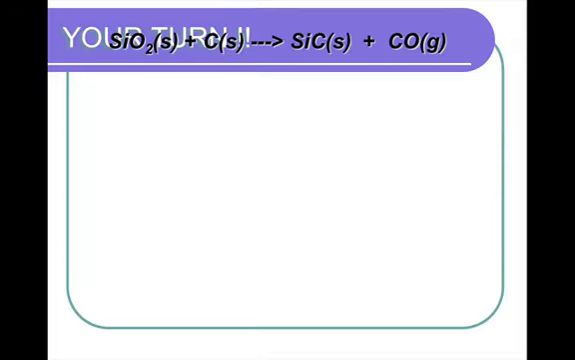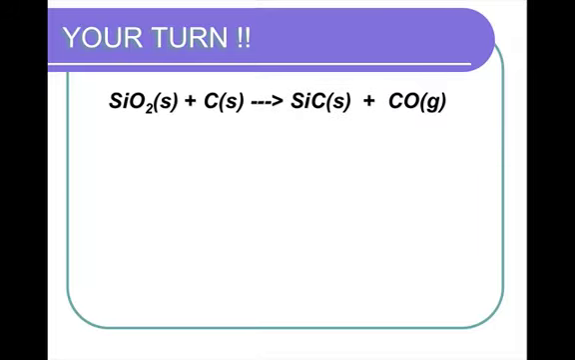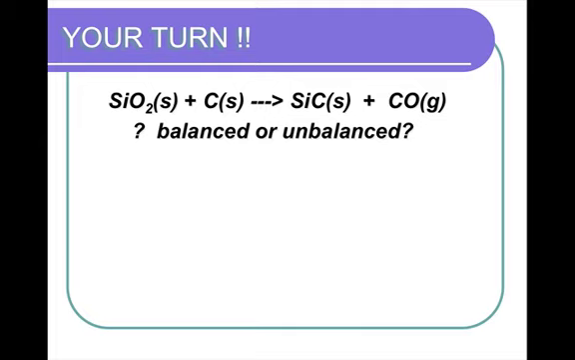Here's a chance for you to practice. Let's look at this equation. This is silicon dioxide reacting with carbon to produce silicon carbide and carbon monoxide. Is it balanced or is it unbalanced? Well, let's count and see. You have one silicon on the left side. How many silicons on the right do we have? One. We have two oxygens on the left. How many oxygens on the right? Oh, we only have one oxygen.